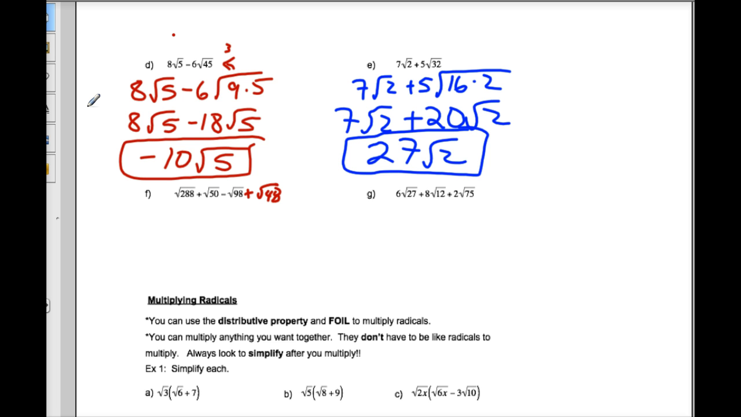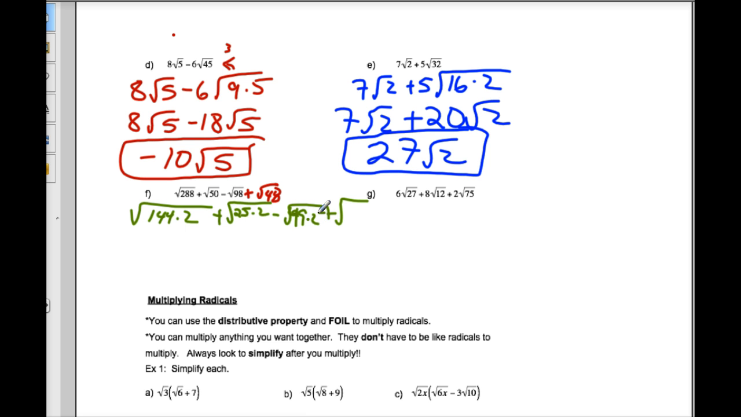Let's see. Can anybody see a perfect square inside 288? Big perfect square. 144 and 2. 144 times 2. Plus, what do you guys see 50 as? 25. There's our 2's, guys. We're going to have a radical 2 here at the end of all this. So then it's 49 times 2. And then plus.